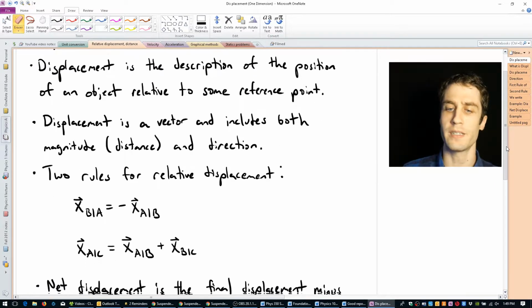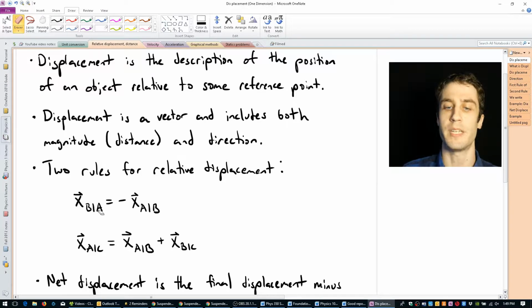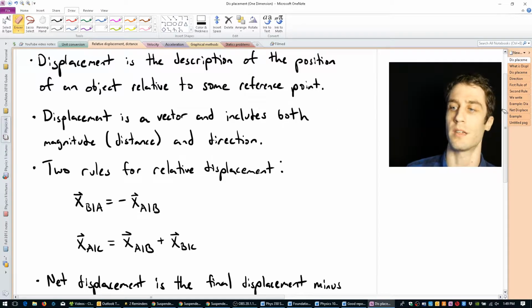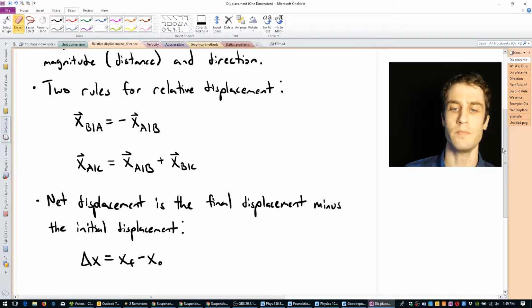And the two rules for relative displacement are x_b relative to a equals negative x_a relative to b, and x_a relative to c is equal to x_a relative to b plus x_b relative to c. I'll explain why those are intuitive and how you can use them, and I hope that you find by the end of this video that they're actually pretty handy.